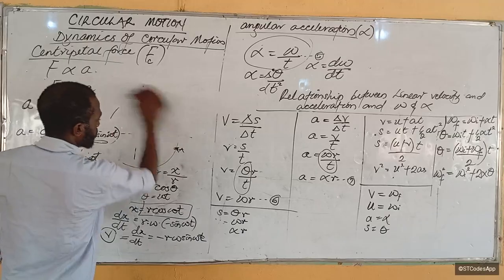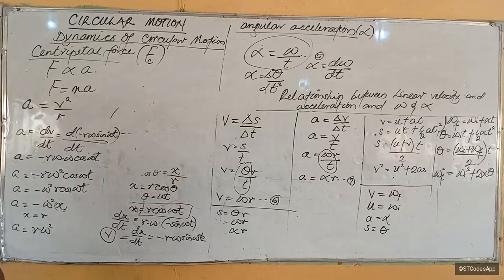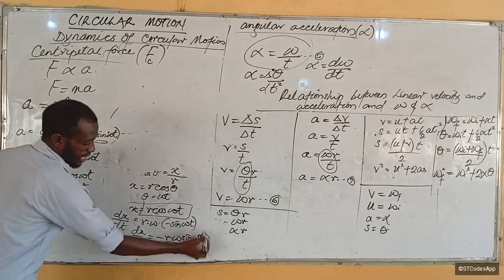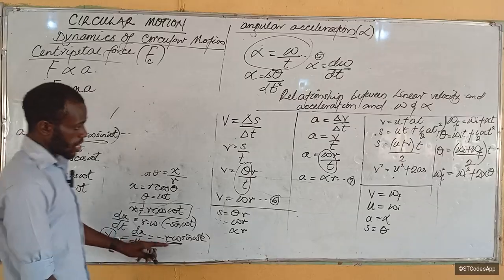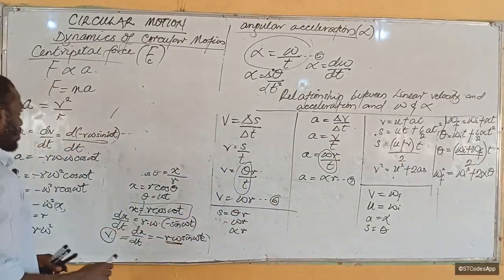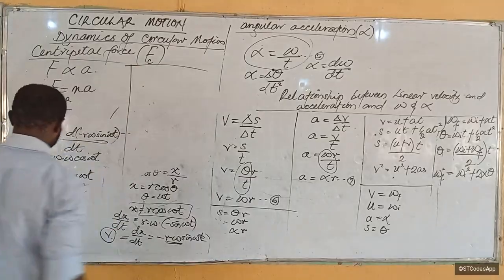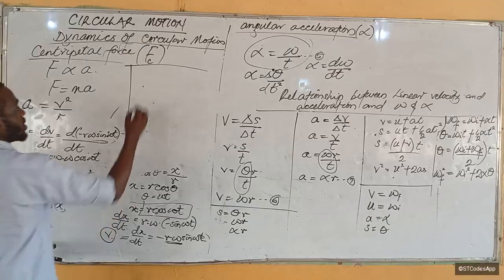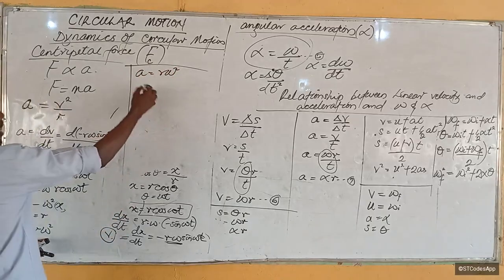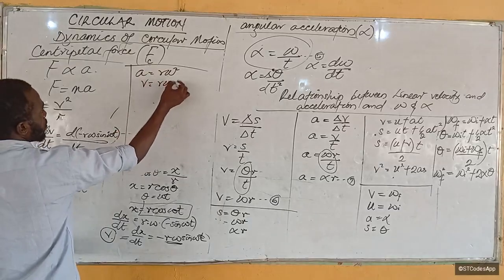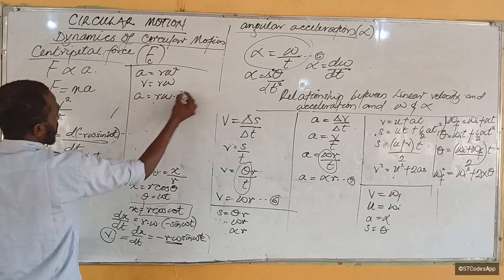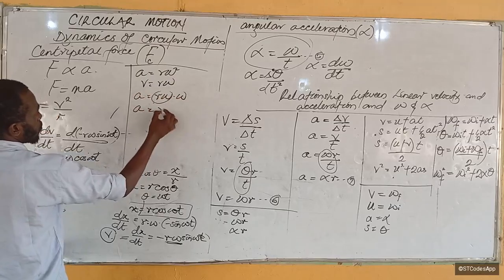From here, even from here, you see that I've proven that velocity is R omega. If this is 90 degrees, sine 90 is 1, R omega, which was what we proved here, V equal to R omega. Do you understand now? So from here, I could say that A is R omega squared. Since A is R omega squared, and V equal to R omega, this means A equal to R omega dot omega. This is V. So A equal to what? V omega.